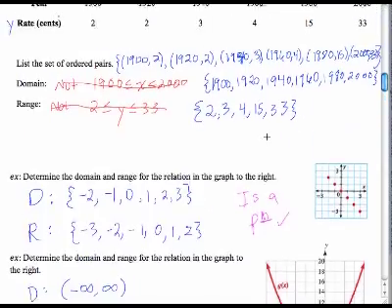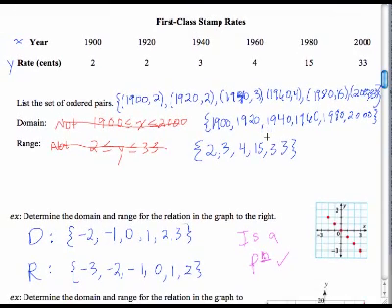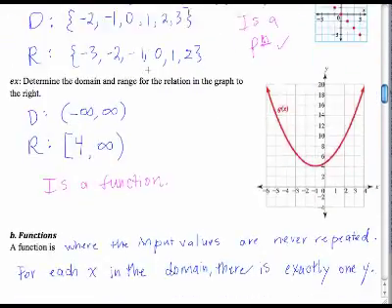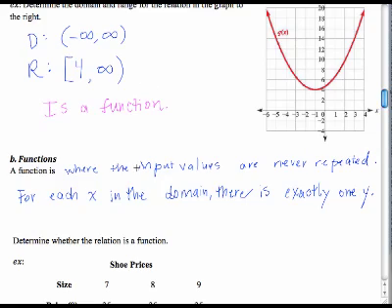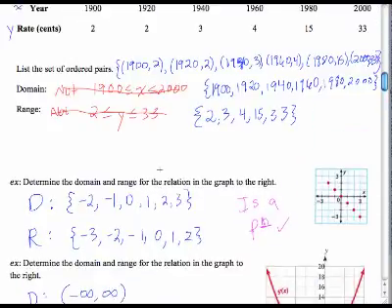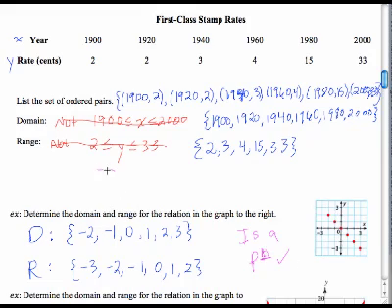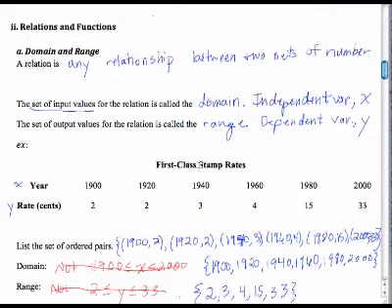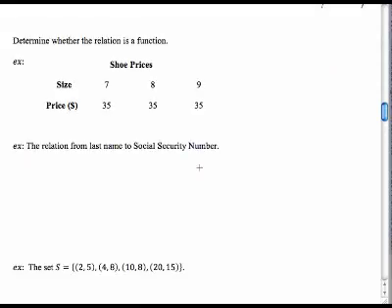Let's see, for the postage stamps. So for each x, when x is 1900, there's only 1 y. The rate was 2 cents. When x is 1920, there's only 1 y. It's 2. Now, yeah, 2 is repeated, but remember the other way of stating that a function is that the input values are never repeated. Output values, or y's, can be repeated. Input values, or x's, cannot. So this one is a function also. I guess that's all we've done so far. So let's keep looking down here.